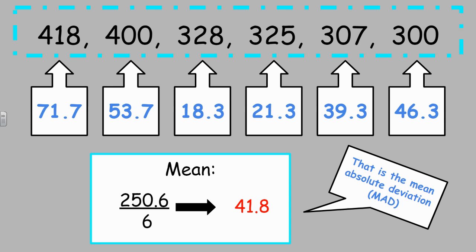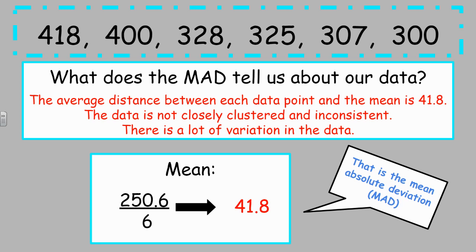The last question here in this problem says, what does the MAD tell us about our data? Well, again, the average distance between each data point and the mean is 41.8 units. This means the data is not closely clustered, it's inconsistent. There's going to be a lot of variation in this data.